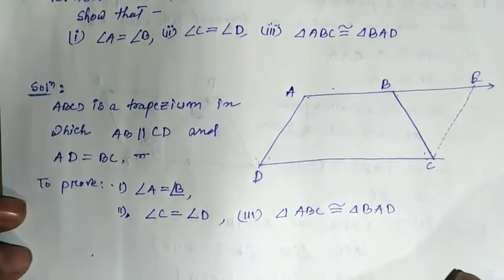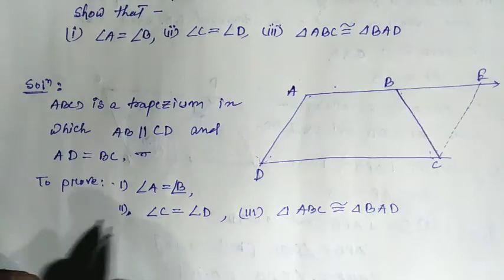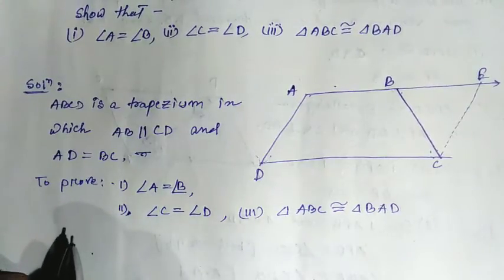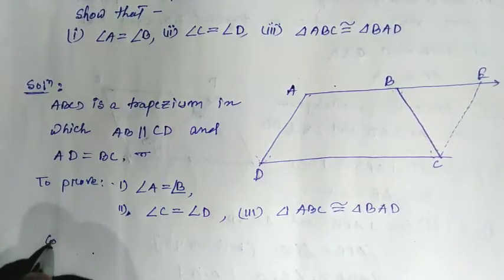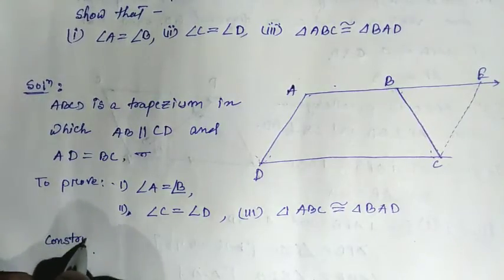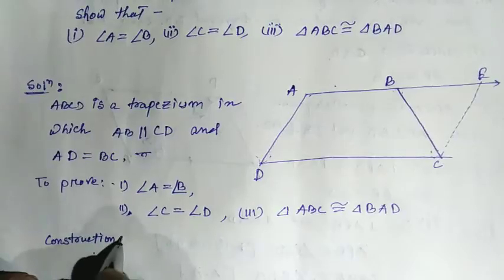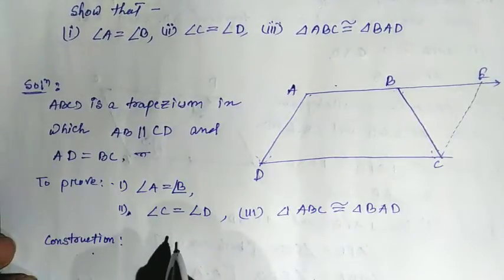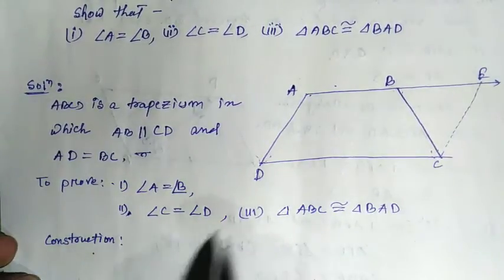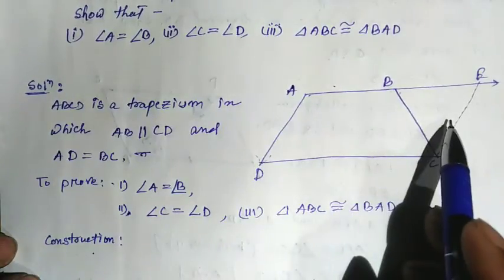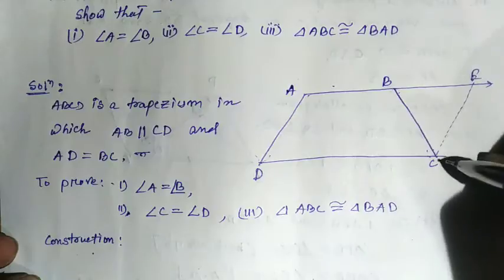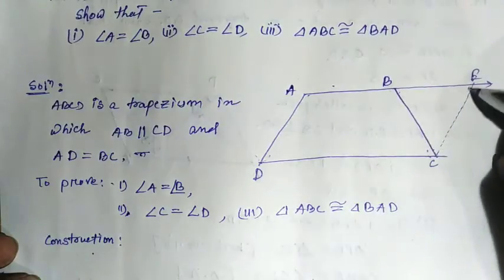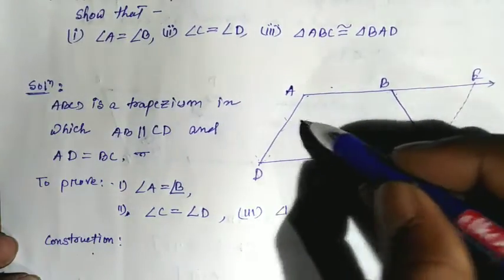So let's see. Here we have to construct something, which is given in your question as a hint. In the construction, what is done? The hint is given in your question that AB is extended and a line is drawn through C such that CE is parallel to AD.